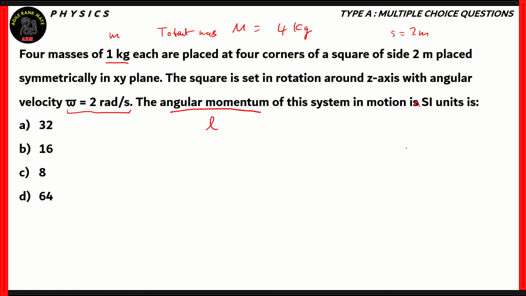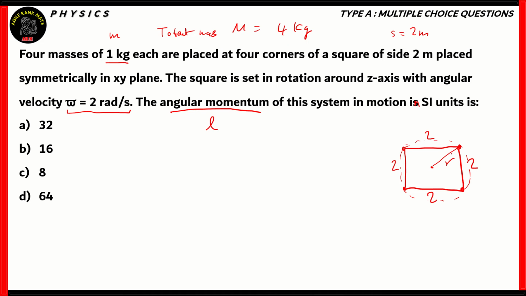Well, as you can see, we have a square of side 2 meters which will be spun around the z-axis. So basically this is how the rotated plane would look like. What we can gain here is that all of these masses are equidistant from the center. So the distance between the center of the square and any mass can be calculated as the radius of the circular motion.